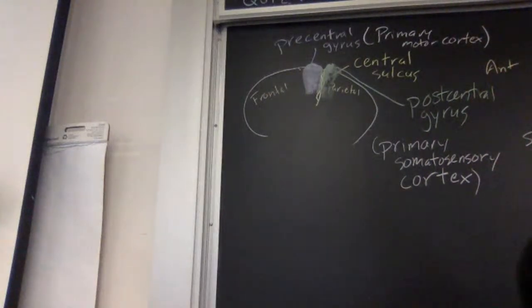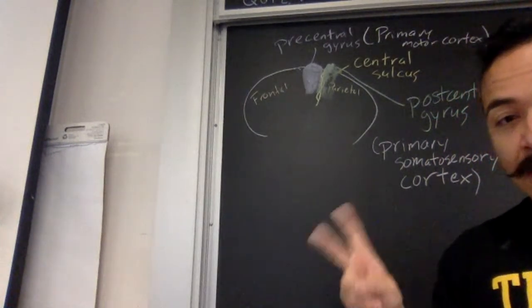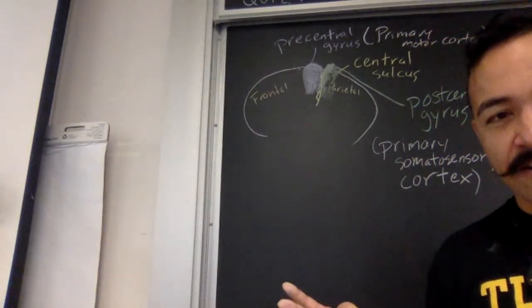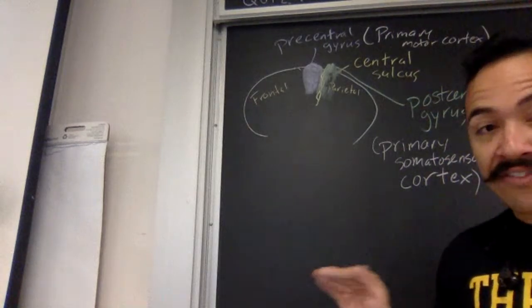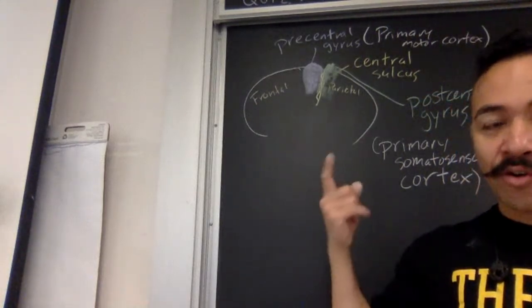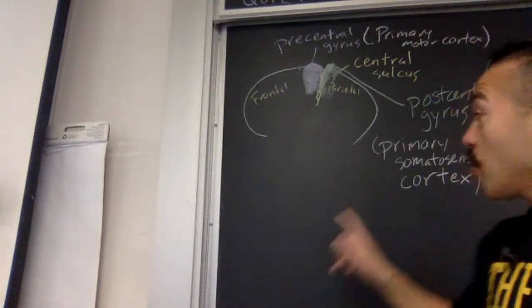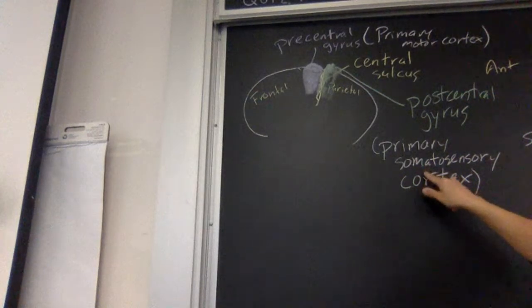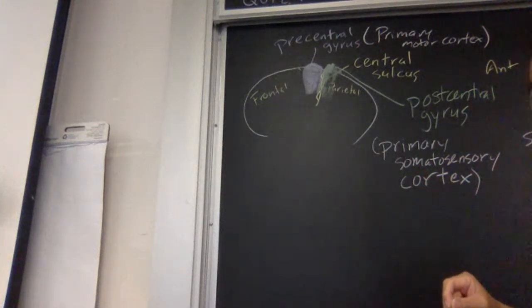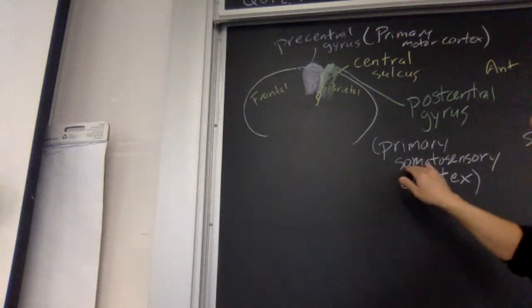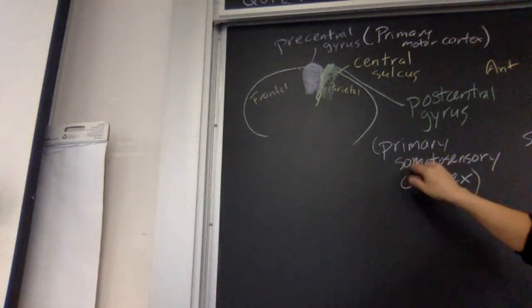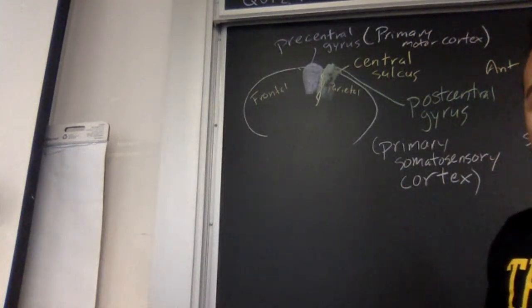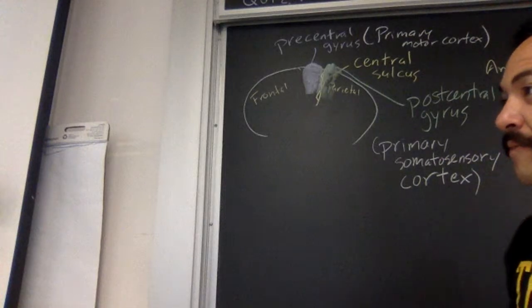Somatosensation only refers to touch, temperature, pain, itch, things like that. We're not talking about vision or hearing or whatever other kind of sense. It's only somatic sensation, stuff from your skin. Somato means of the body, sensing from the skin of the body. I would have given a different name, but here we are.